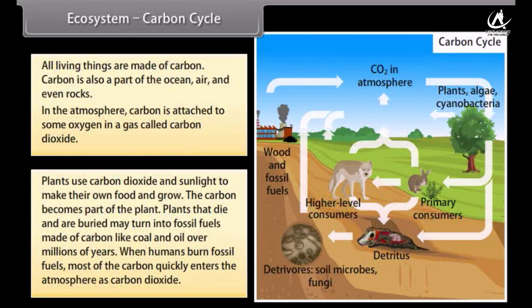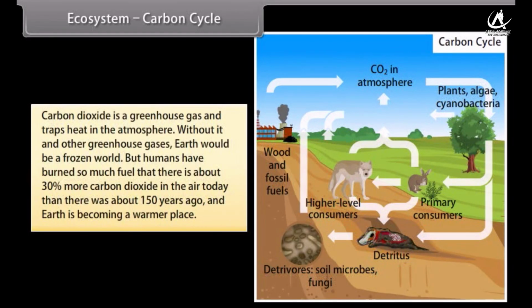of years. When humans burn fossil fuels, most of the carbon quickly enters the atmosphere as carbon dioxide. Carbon dioxide is a greenhouse gas and traps heat in the atmosphere. Without it and other greenhouse gases, Earth would be a frozen world. But humans have burned so much fuel that there is about 30% more carbon dioxide in the air today than there was about 150 years ago, and Earth is becoming a warmer place.